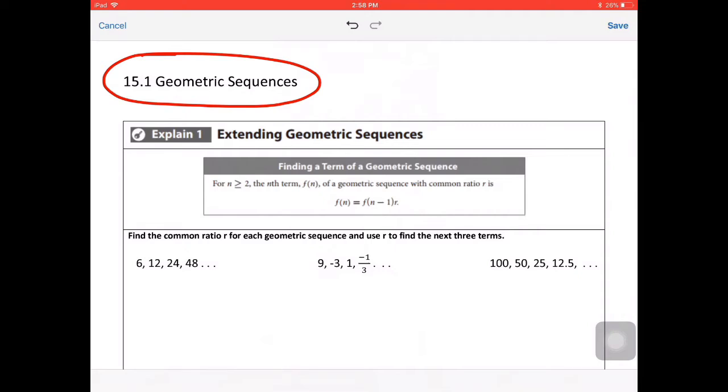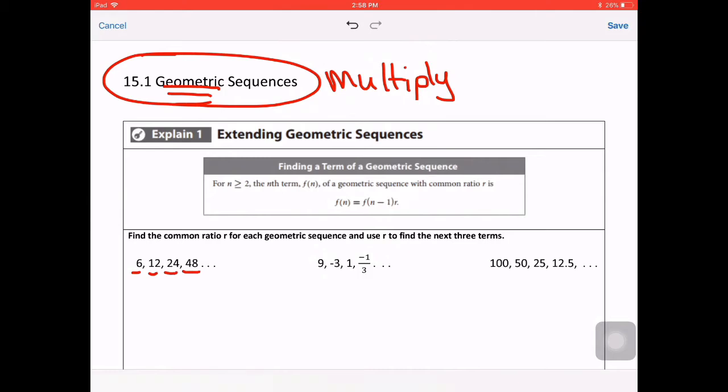When we're looking at these, we're going to be multiplying either by a number greater than 1 or a number less than 1 to get the next number in the series. That's what makes it geometric over arithmetic, because we are multiplying by a number. If the numbers are getting bigger, we're multiplying by a number bigger than 1. If the numbers are getting smaller, we are multiplying by a number less than 1.